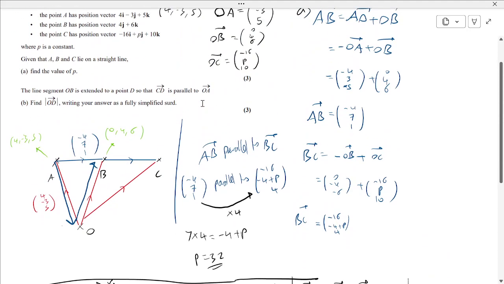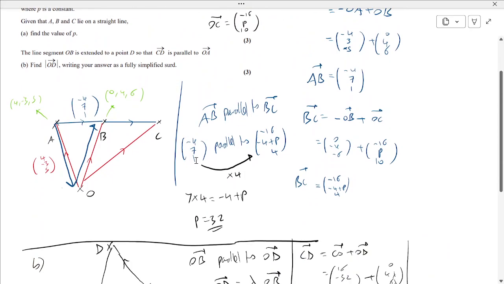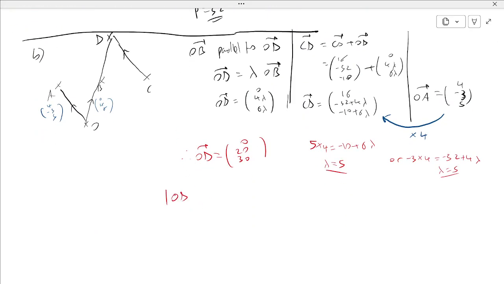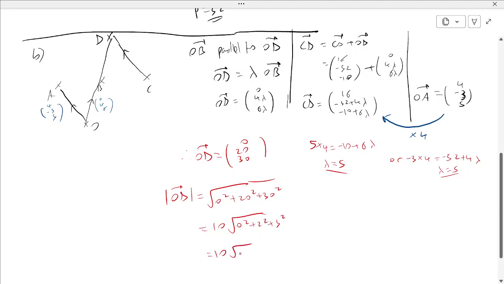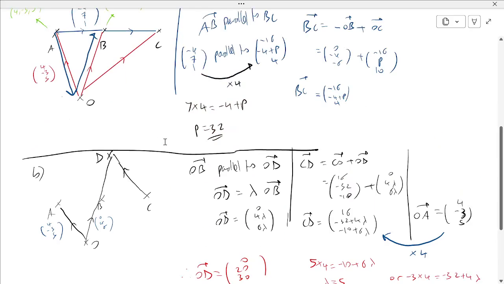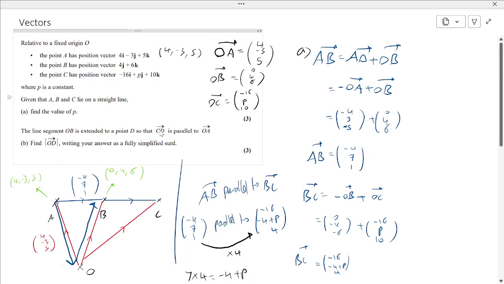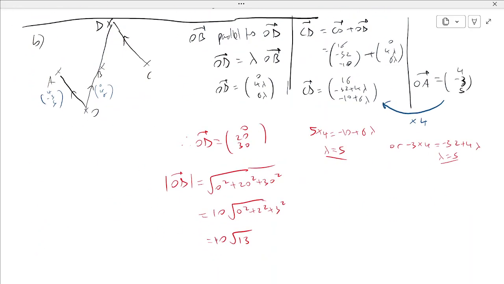So let's just answer the question. It says find the magnitude of OD, writing the answer fully simplified. So I just need to take the magnitude of the vector, which hopefully you're familiar with by now. We do the Pythagoras trick, right? The square root of 0 squared plus 20 squared plus 30 squared. Well, you can do whatever you want here, put it in your calculator. You can also factorize out a 10 initially, which I'm going to do now because my calculator is not on me. That's 10 times the square root of 0 squared plus 2 squared plus 3 squared. So I get 10 root 13. And are there any units here? We don't have any units, so I will just leave my answer as 10 root 13.